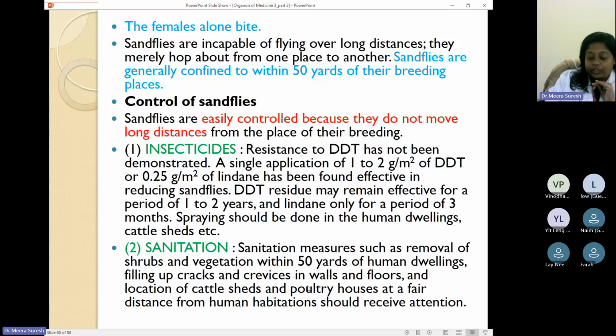So when we spot their presence within that 50 yards itself, we should be doing the necessary sanitary measures: removing the shrubs or vegetation, filling up the cracks and crevices, and also keeping a fair distance between the domestic animal or cattle sheds and the house.